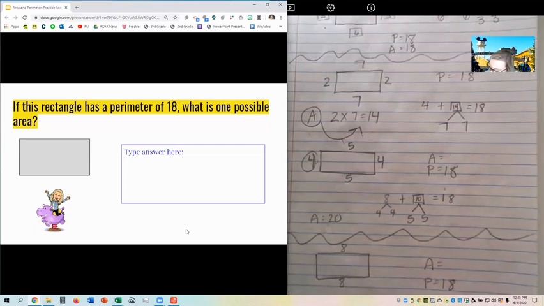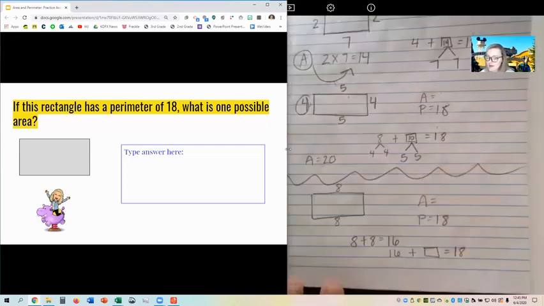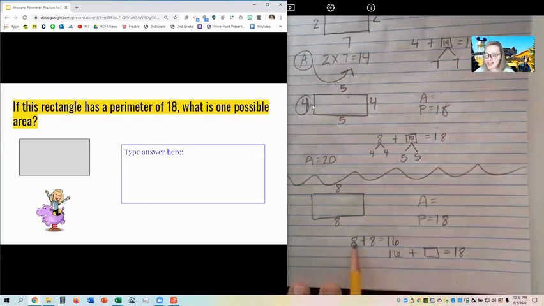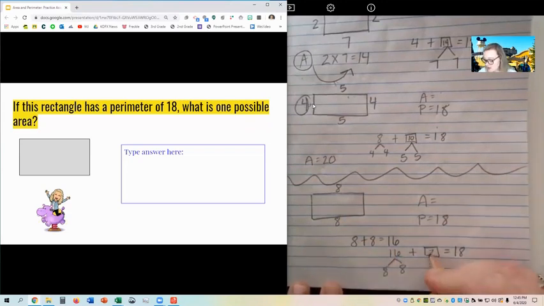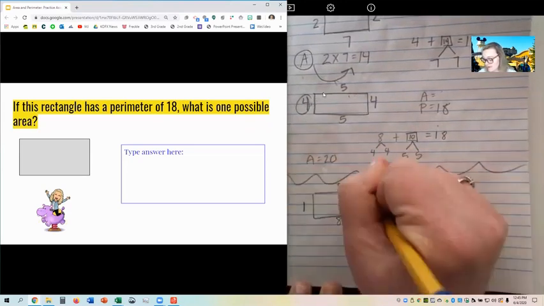16 plus how many more equals 18? You guys can't see what I'm writing. Sorry about that. So I'll say that again. 8 plus 8 is 16. So we broke it into 8 on each side. And then how many more to equal 18? And we know that's 2. Well, what's 2? If we broke that into 2 more sides, it would be 1. So one on each side.